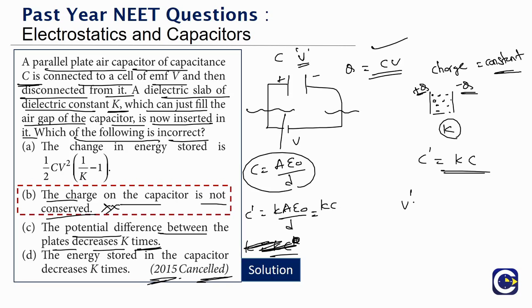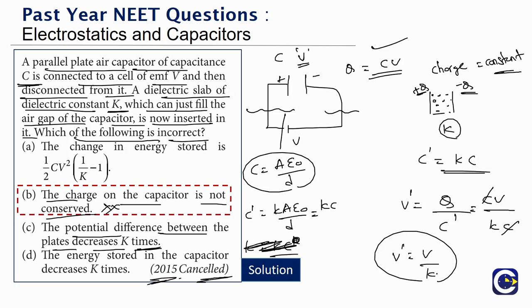Now the capacitance is changing. Now the new potential V dash will be equal to what? Charge, that will be not changing, divided by new capacitance. So charge is C into V, divided by C dash, which is K times C. So C is cancelled. So V dash is equal to V by K. Means the new potential between the plates is 1 by K times of the original potential. So this option C is in fact a true statement, because what it is saying, the potential difference between the plates will be decreasing by K times. So V dash will be equal to V by K.